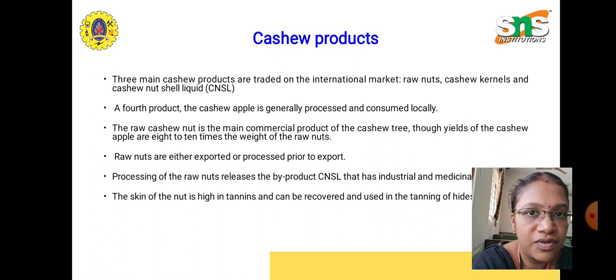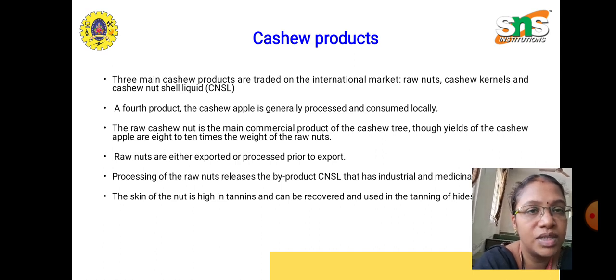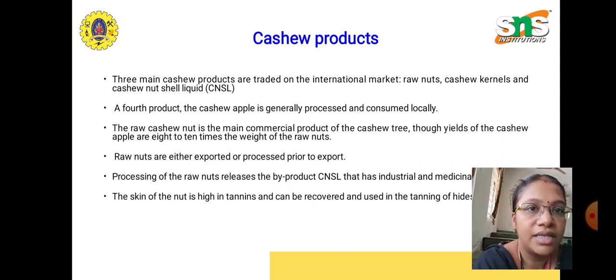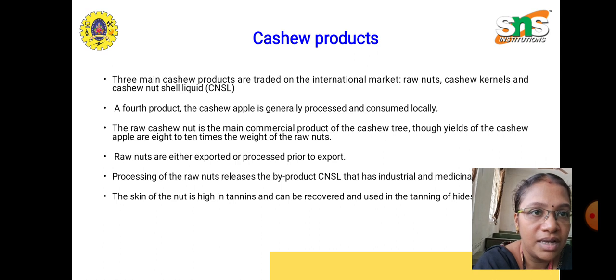As we already know, it mainly focuses on the export purpose. It is traded as raw nuts, cashew nuts and cashew nut shell liquid. These are the main three categories of products from cashew processing. The fourth product is the cashew apple, which is generally processed and consumed even in the local market also.